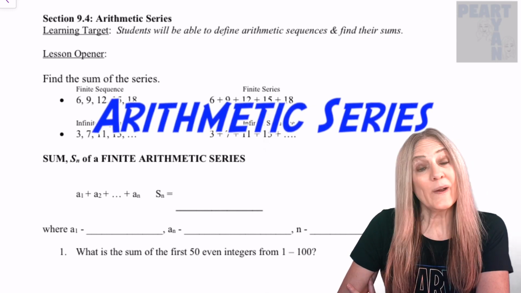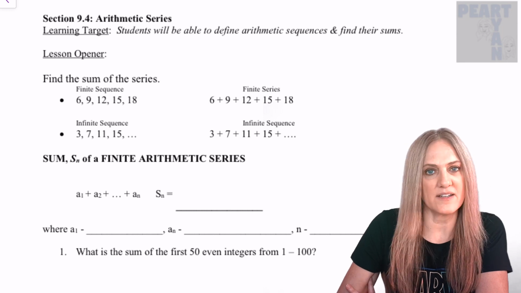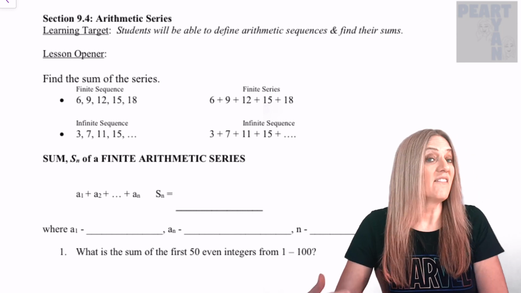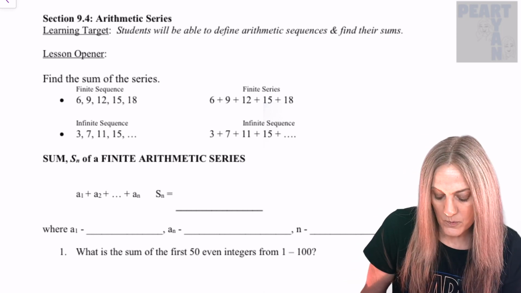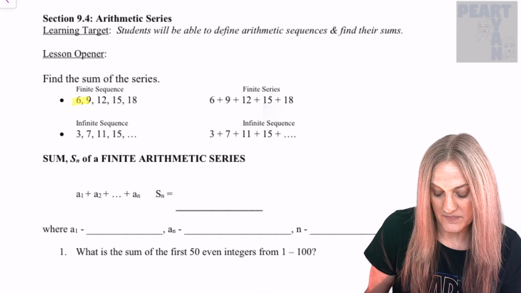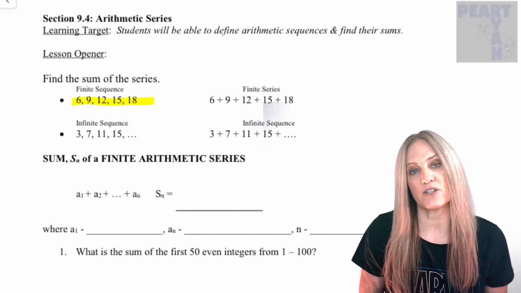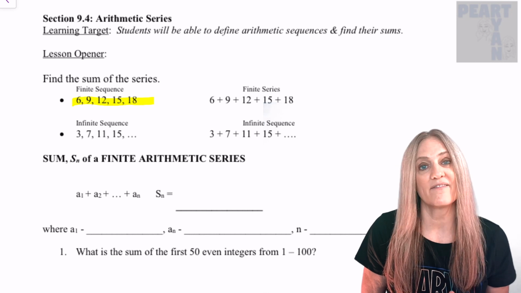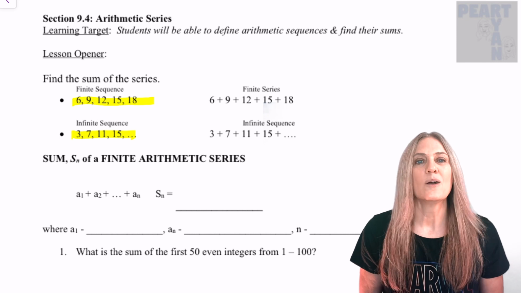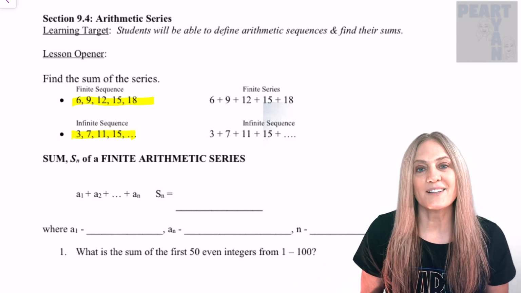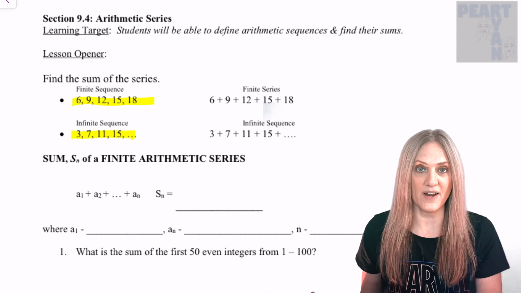Arithmetic series. We know what an arithmetic sequence is, simply a list of numbers that have a common difference. We can talk about a finite sequence or an infinite sequence. Here we see a finite sequence, 6, 9, 12, 15, 18, simply listing 5 terms of a sequence, and it stops, finite. We also see below it an infinite sequence, comma, dot, dot, dot, ellipsis, meaning this sequence will go on forever, this list of numbers.